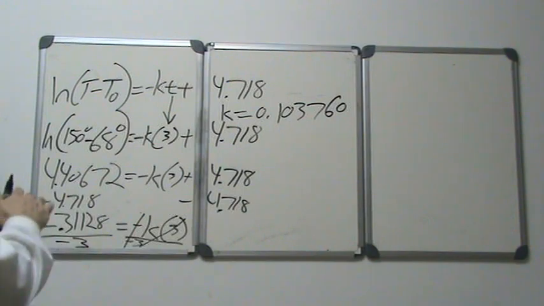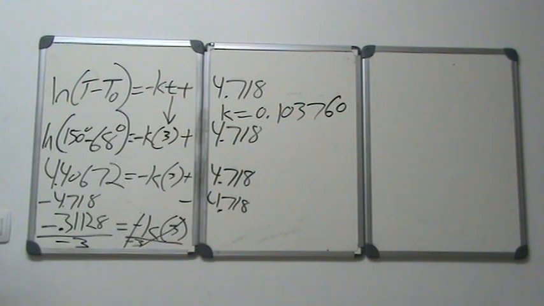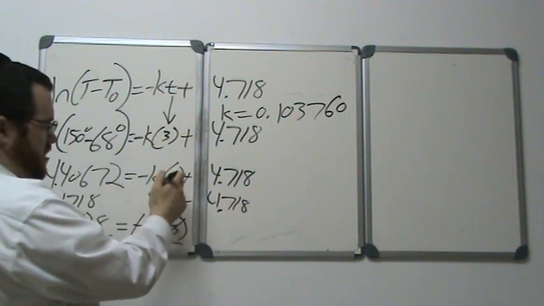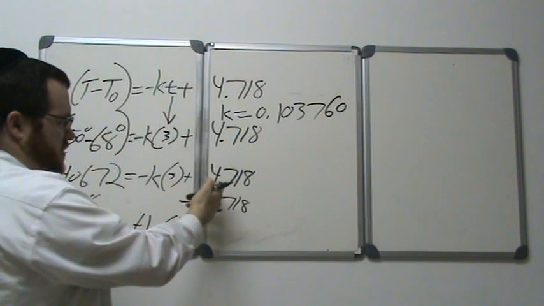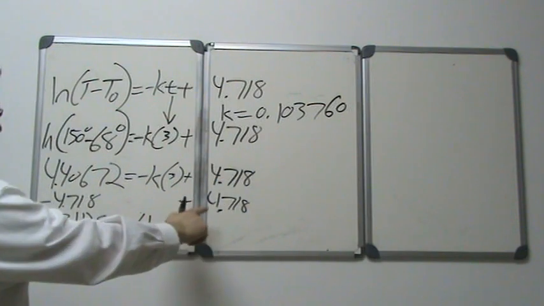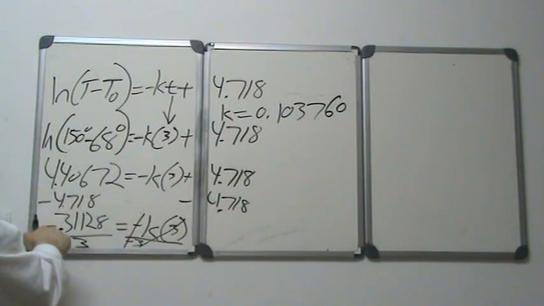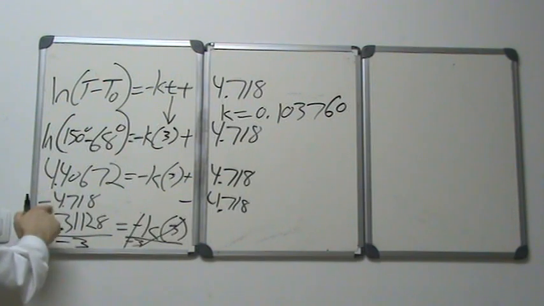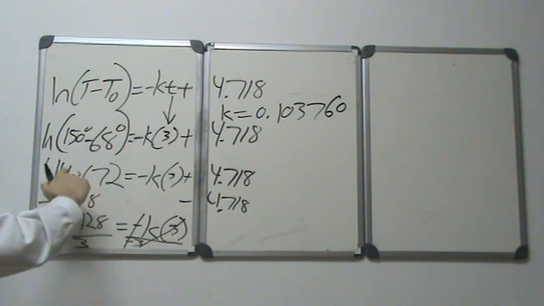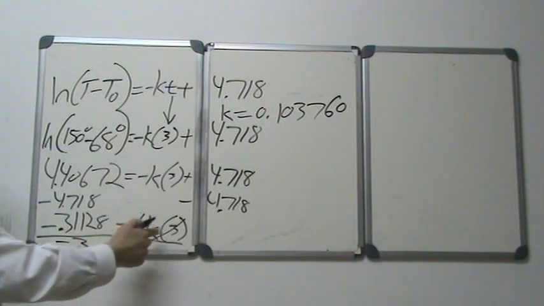Now we know what the left side is: 4.40672. The right side is equal to negative k times 3 plus 4.718. Subtract 4.718 from both sides. You get the left side is equal to negative, because 4 minus 4 is 0, 0.40672 minus 0.718 is equal to negative 0.31128, is equal to negative k times 3.